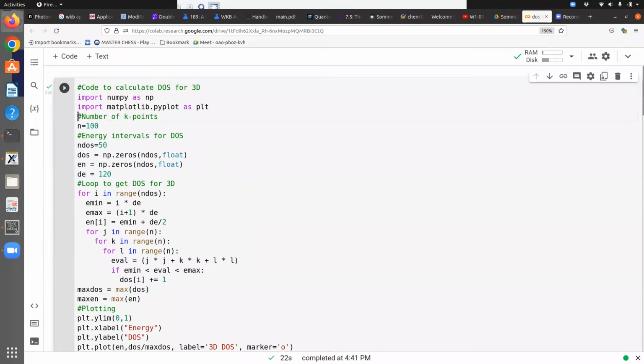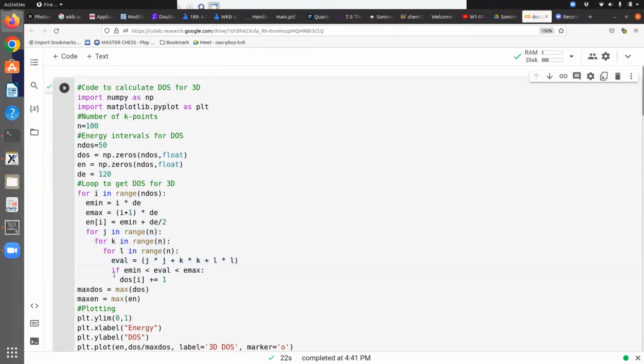Here we define the number of K points. This is where we define the energy intervals for DOS. We have created one array to store the value of DOS. Then we run a for loop to get the density of states. So in the for loop, first we define the energy interval, and then we run for loop to get the total energy. The total energy is calculated in this step.